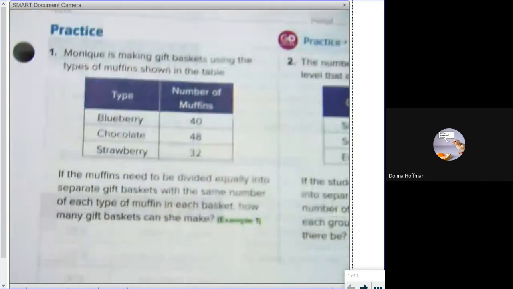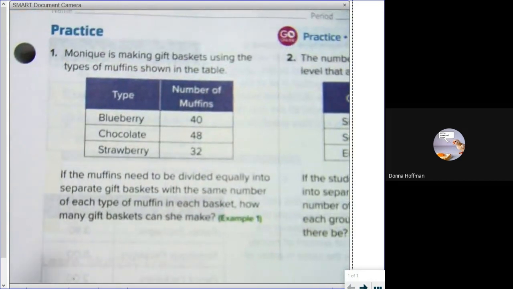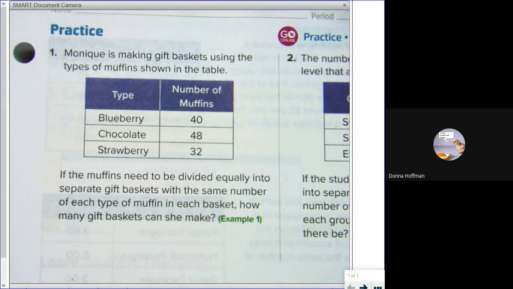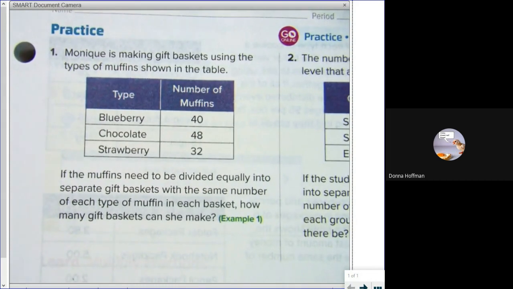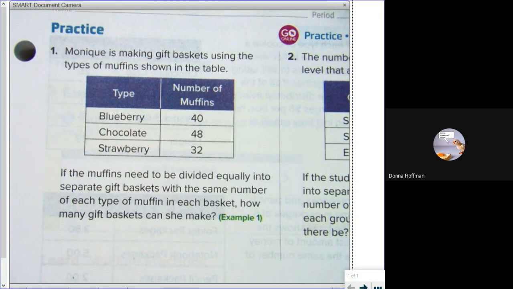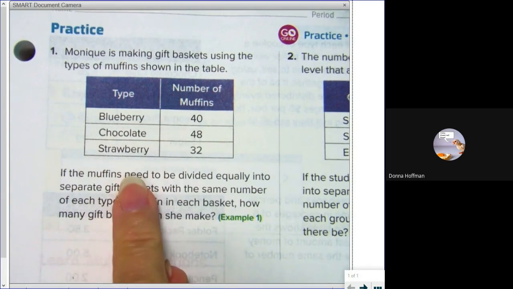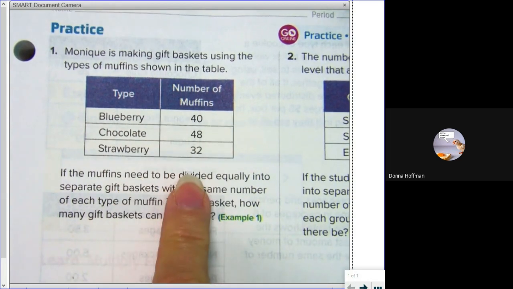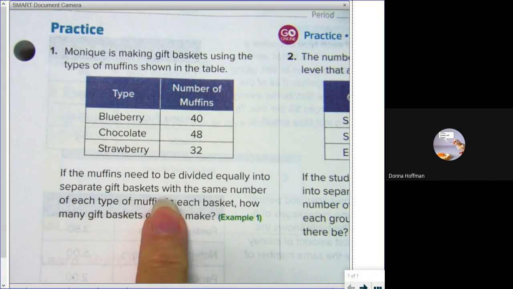Okay. This is on page 31 in the book, and this is part of your homework. It says Monique is making gift baskets using the types of muffins shown in the table: blueberry, chocolate, and strawberry. She's definitely grouping these into separate gift baskets.